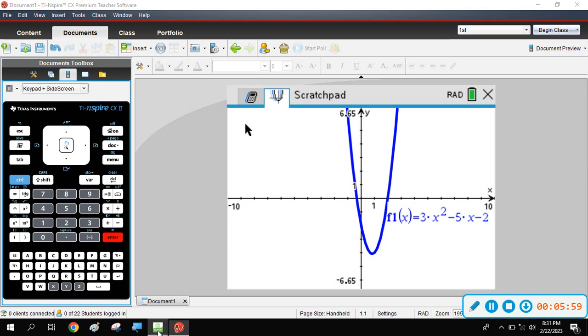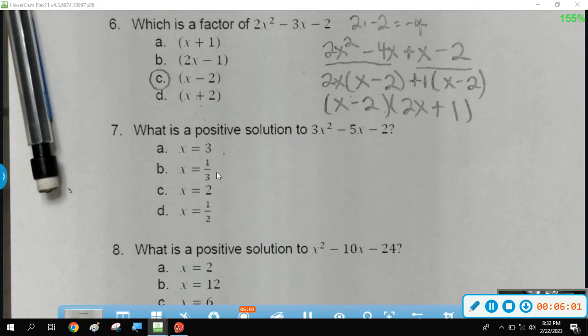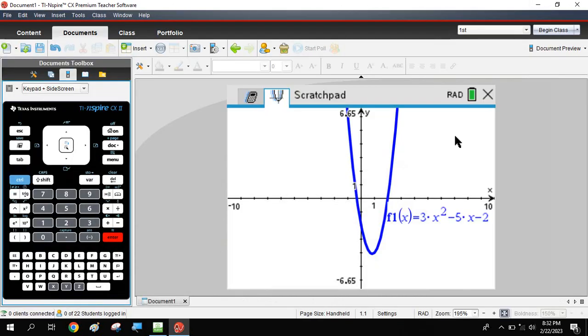However, which one do we want? We don't want both of them. We only want the positive solution. And so I'm only going to be focused on this one. This is the positive x side. Positive 1, positive 2. Negative is that direction. I don't need this one. I need the positive one.